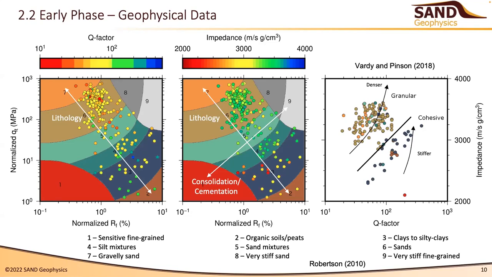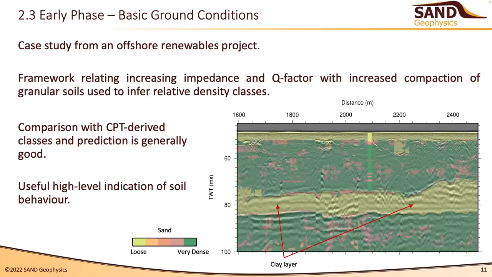For the clays, it's a bit more complicated because you get lots of variability in Q factor depending on how the clay has been deposited, in what environment, and how clean the clay is. But there's still a general trend. I think with clays generally, it's about an increasing impedance that controls the stiffness of the clay. And so we can use that to try and relate impedance and Q factor to the level of compaction of the soils. Actually, we can step back from that. Sorry. We can use that in two ways with relatively high level data and without necessarily needing lots of calibration data.